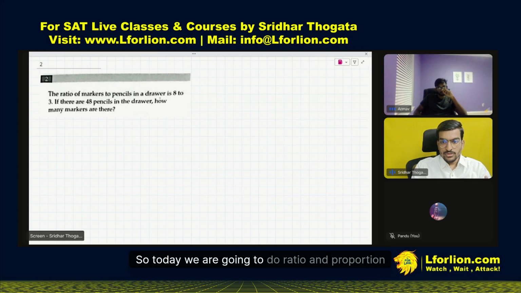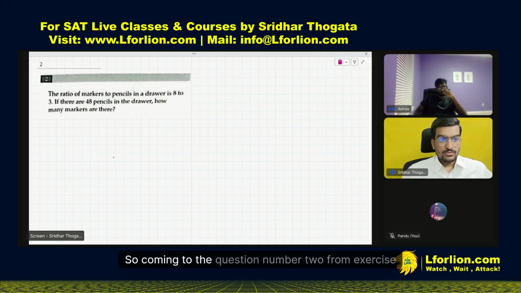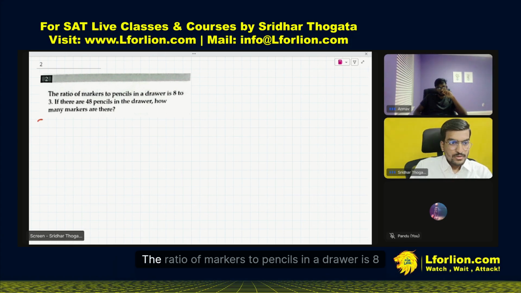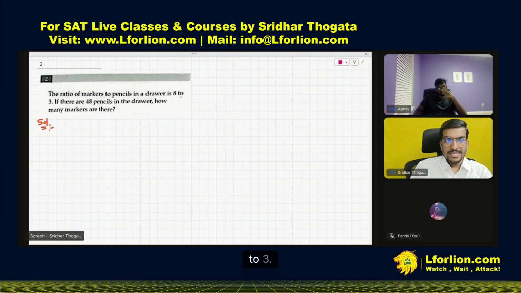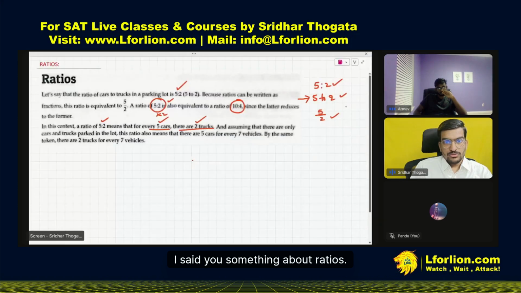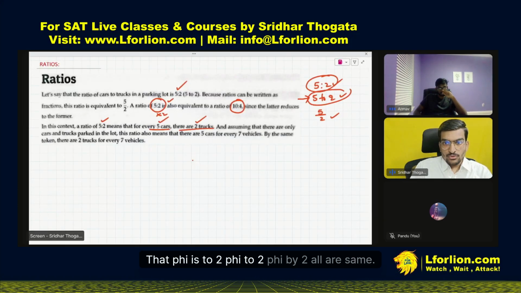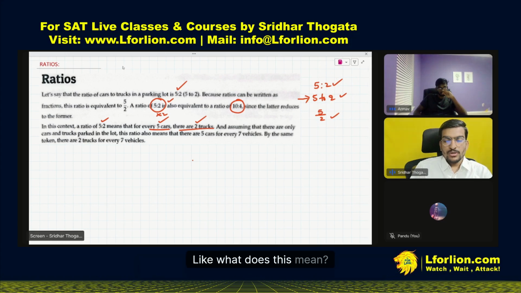So today we are going to do ratio and proportion questions. Coming to question number 2 from exercise 10.1: the ratio of markers to pencils in a drawer is 8 to 3. I told you something about ratios, that 5 is to 2, 5 to 2, 5 by 2 are all the same. What does this mean? Ratio means proportions.